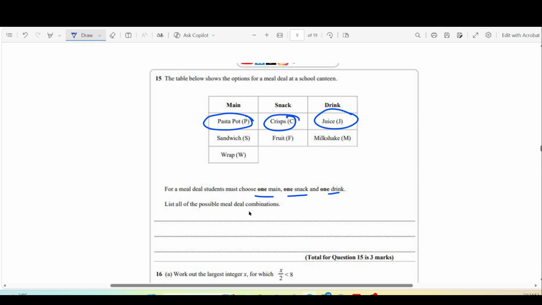Basically what we can do, if you first put pasta, with pasta you can write all of the possible combinations, like crisp and juice, and then pasta will go with crisp and milkshake. Okay, then again pasta can go with fruit and juice, then pasta can go with fruit and milkshake. Then the other will be sandwich, go with sandwich and write all the possible combinations.